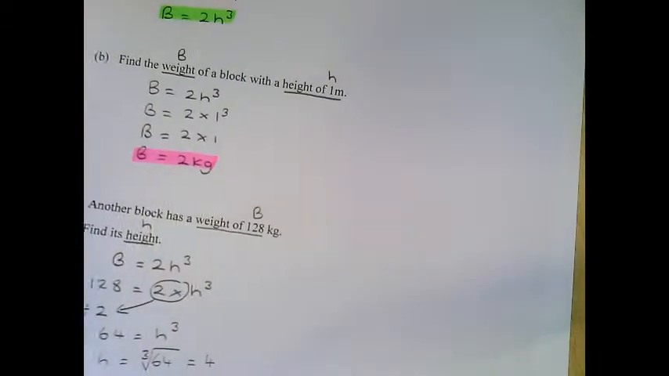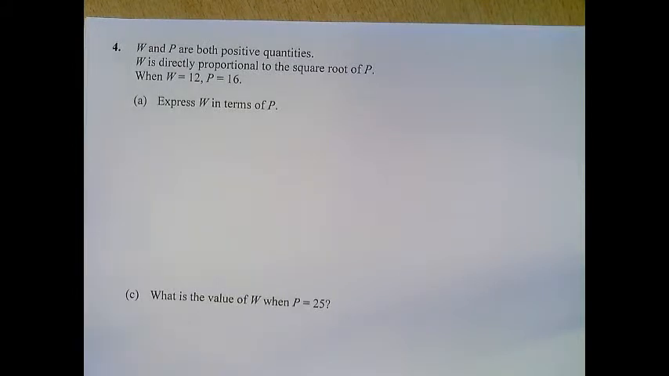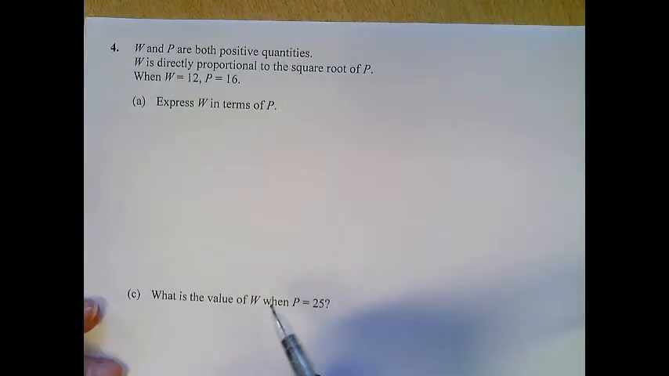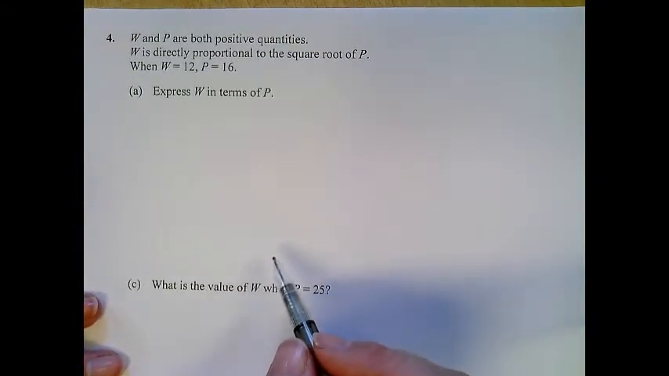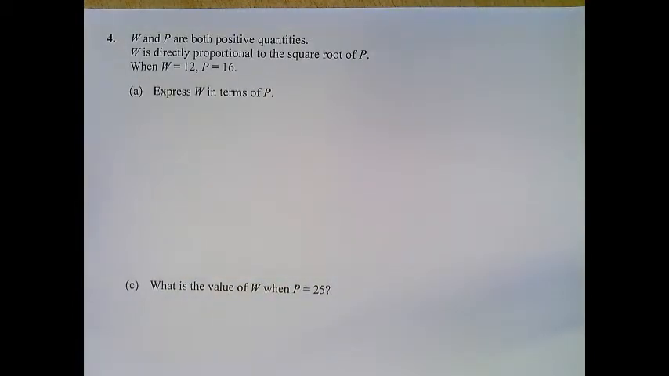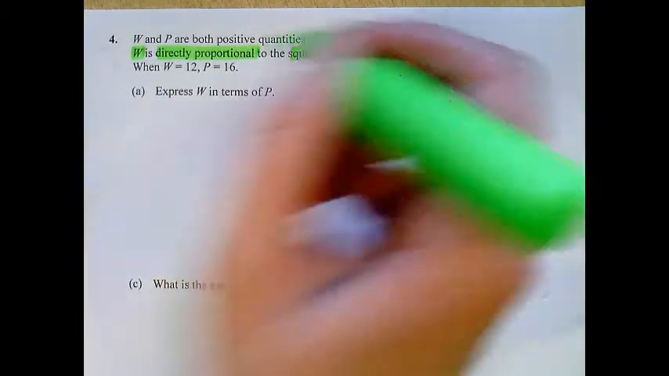Okay, one more question on direct proportion, and then I've got a few questions on inverse proportion. So this one, it's not a problem type question. We've already had a question there on salt and one to do with rugs. So this one is just a random one to do with just letters. So W and P are both positive quantities, so they just mean that they are positive numbers. W is directly proportional to the square root of P.